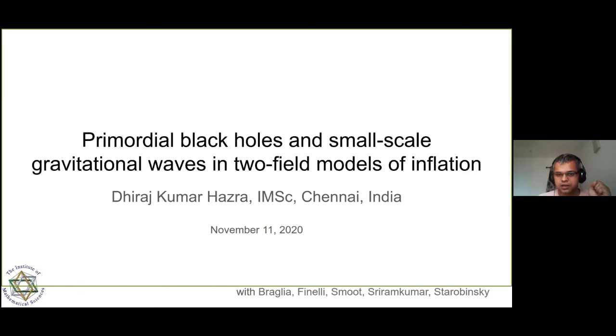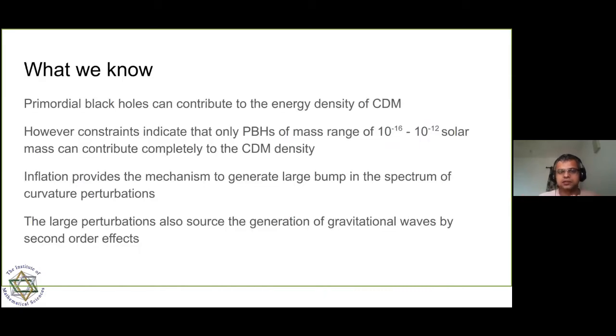I will not spend much time on the Press-Schechter formalism and the formula for the generation of primordial black holes, because Rajiv has already discussed those things in his talk. So let me first start by discussing what we know till now. We know that the primordial black holes can contribute to the energy density of the cold dark matter, and it is known that in certain windows it can contribute to the fullest. That means that the total density of the cold dark matter can be completely contributed by the primordial black holes.